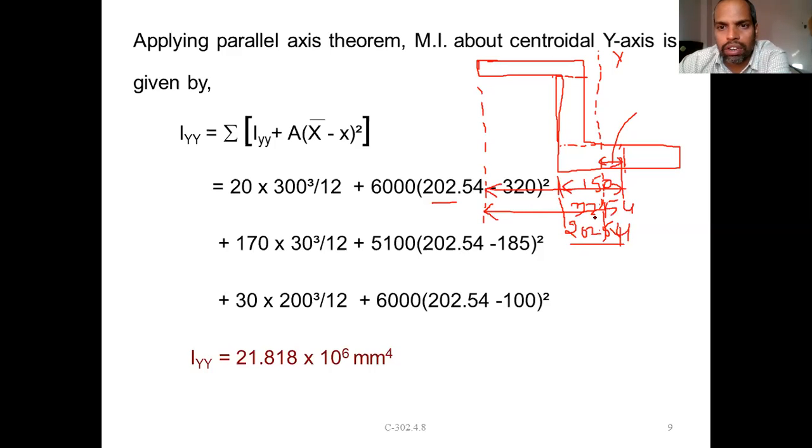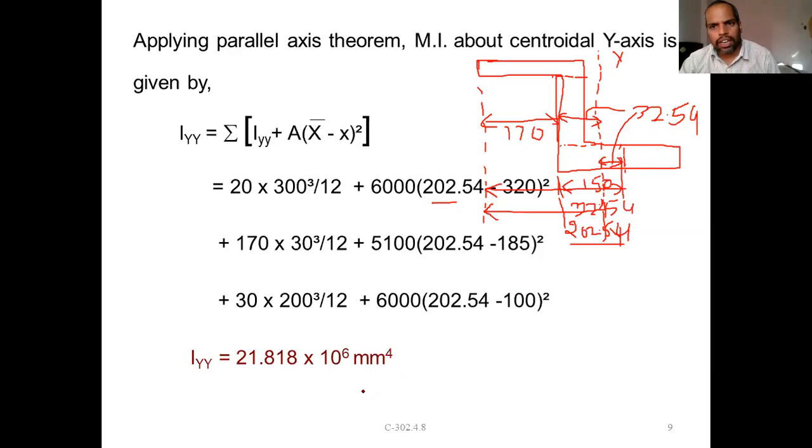From here to the centroidal y axis, this is nothing but 32.54. Have you got it? It's 202.54 minus the 170 we already know. If you add 170 plus 32.54, it is 202.54. So 32.54 is from here to here. If you want only from here to here, where our axis is, it is 150 minus 32.54. You can do it like that also.